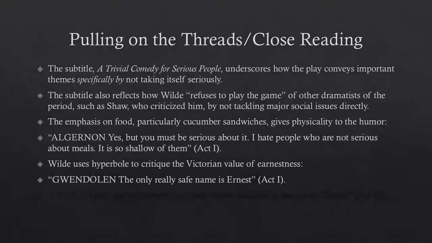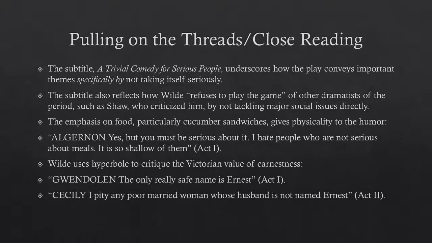And so Gwendolyn says the only really safe name is Ernest. In other words, you have to be very earnest to be a Victorian. And so it's making fun of that. And then Cecily says, I pity any poor married woman whose husband is not named Ernest. Again, it's exaggeration. How many men are actually named that? So through exaggeration, he's poking fun at the Victorian emphasis on Ernest.